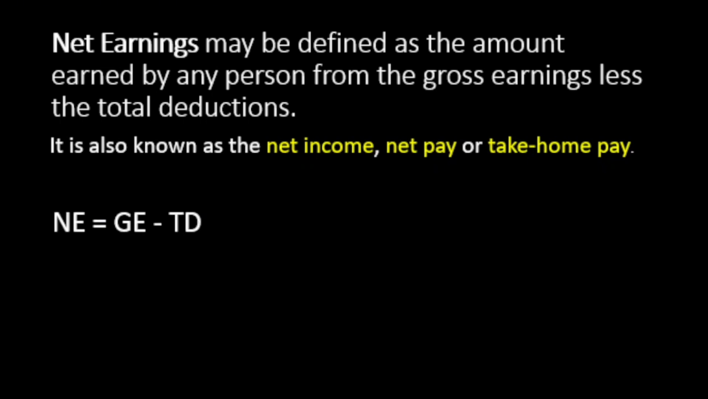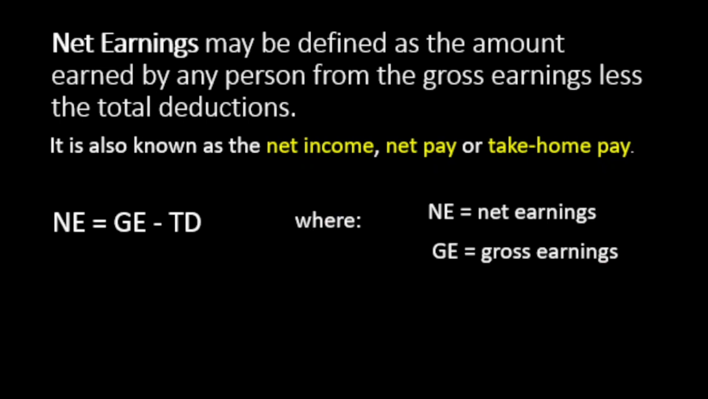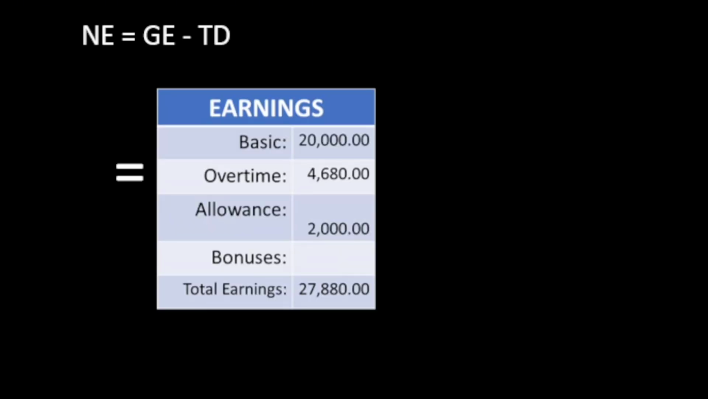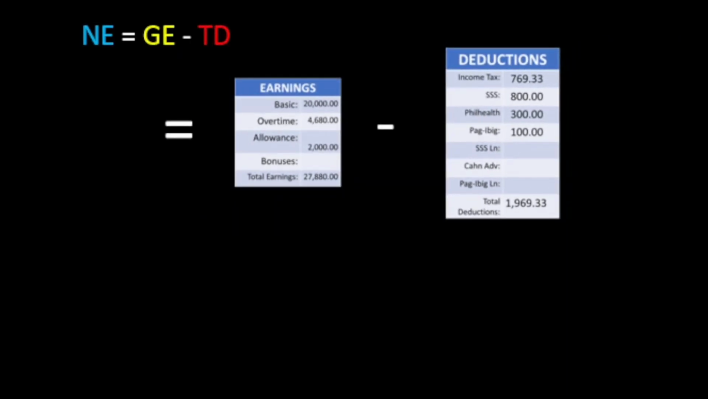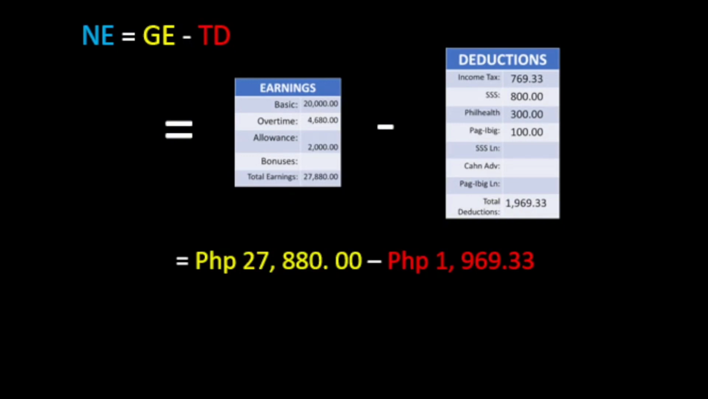NE equals GE minus TD, where NE is the net earnings, GE is the gross earnings, and TD is the total deductions. From the given example, net earnings is equal to gross earnings minus total deductions. Once you subtract these deductions from your gross earnings, you'll arrive at your net earnings. This is the amount that will be deposited in your bank account. Remember to cross-check your calculations with your payslip to ensure accuracy. Employers usually provide detailed breakdowns of total deductions.